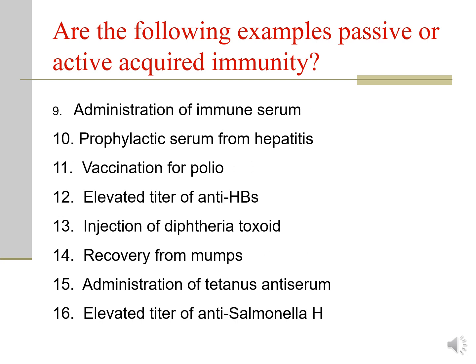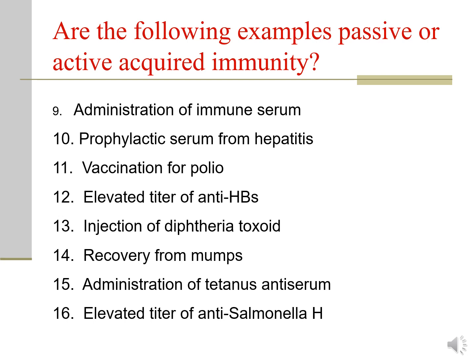If you've been given immune serum, that is passive. Immune serum is another name for gamma globulin. If you've been given a prophylactic serum for hepatitis, let's say you've been exposed to hepatitis, they gave you gamma globulin, that's passive acquired immunity. If you've had the vaccine for polio, that is active acquired immunity. If you have an elevated titer of anti-hepatitis B surface antibody, that's active acquired immunity. That means you've had the disease.